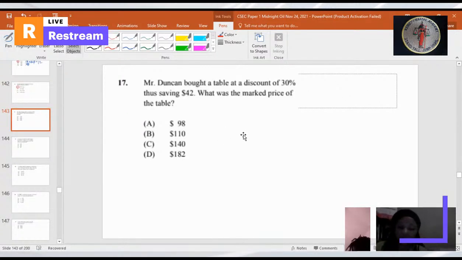Read number 17. Number 17. Mr. Duncan bought a table at a discount of 30%, thus saving $42. What was the marked price of the table? So when he sells it for $42, the discount of 30% has already been calculated, right? In the $42. So would the marked price have been more or less than the $42?